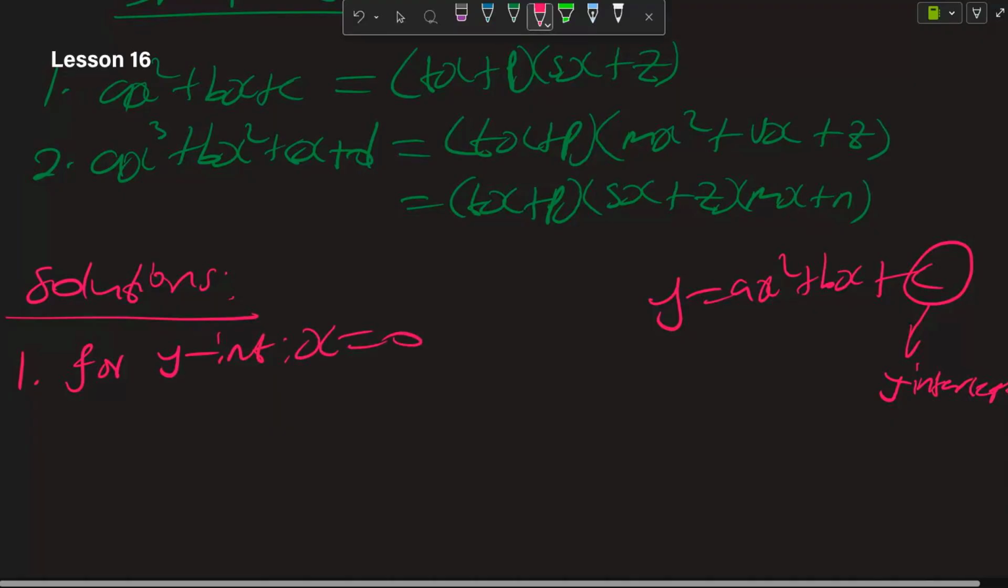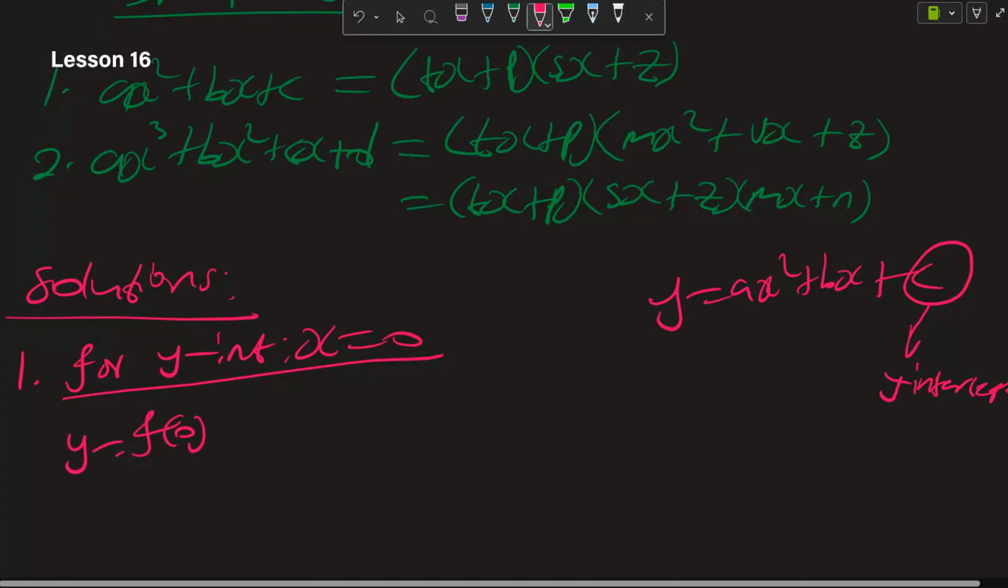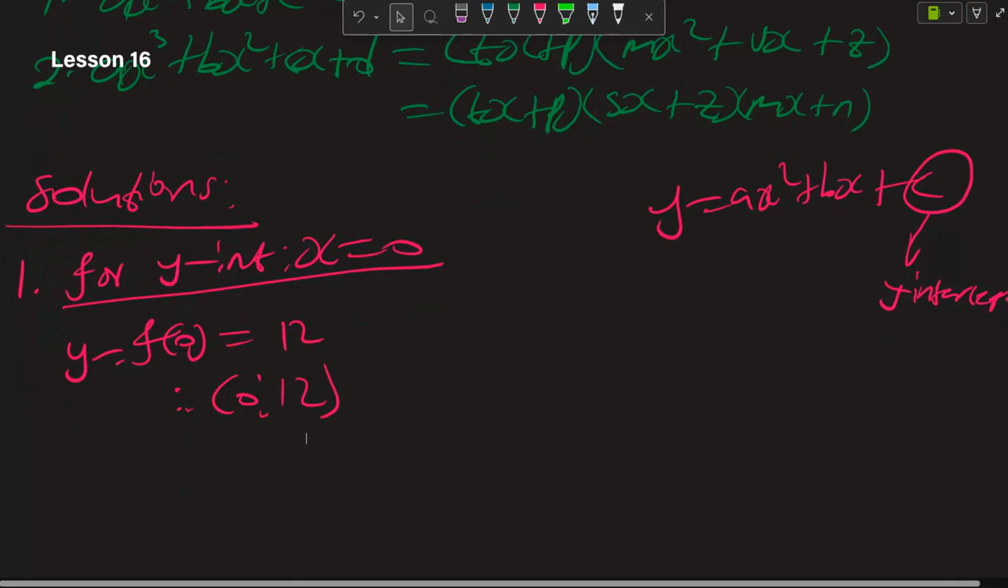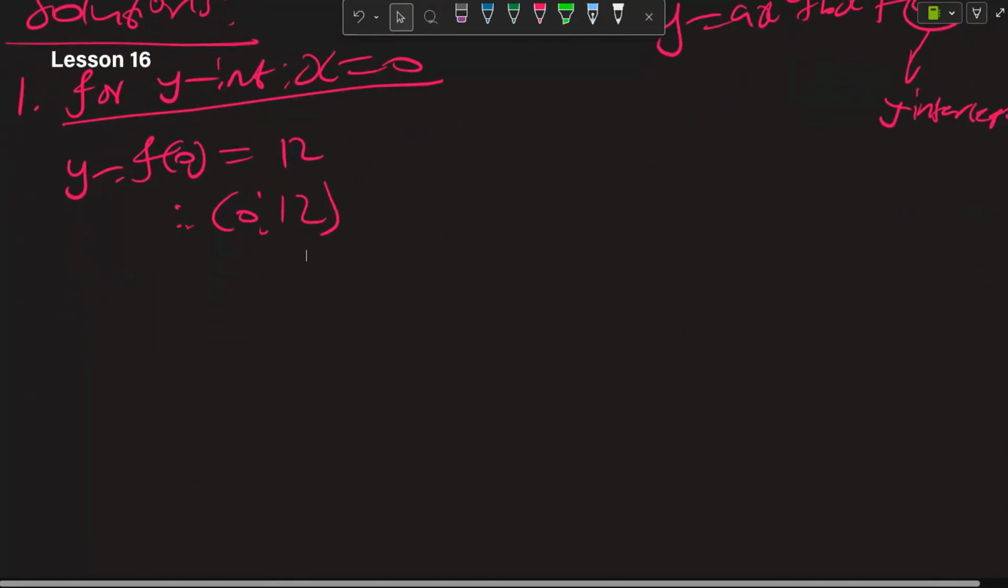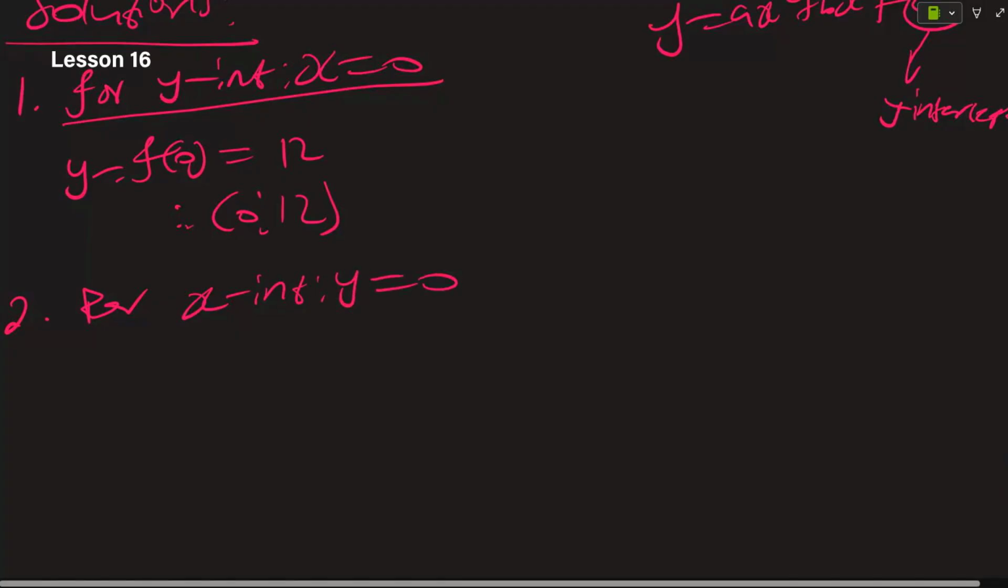So for the y-intercept, x is 0. So y equals f at 0, which is just 12. Therefore, 0 and 12 form the coordinate of the y-intercept. Right, so now let's look at number two. Number two is crucial now. For the x-intercept, we let y be 0.